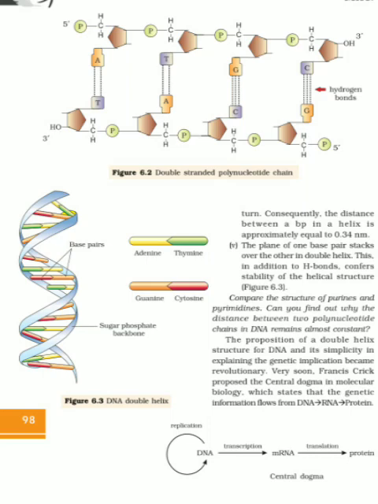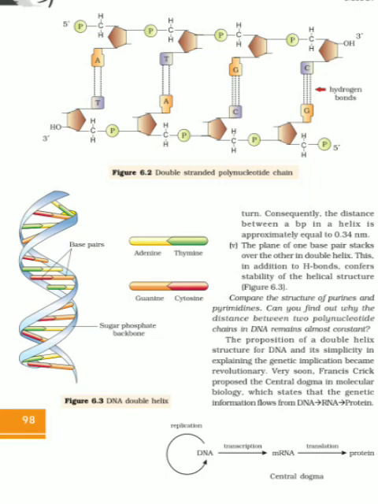5. The plane of one base pair stacks over the other in the double helix. This, in addition to H bonds, confers stability to the helical structure. Compare the structure of purines and pyrimidines. Can you find out why the distance between two polynucleotide chains in DNA remains almost constant?